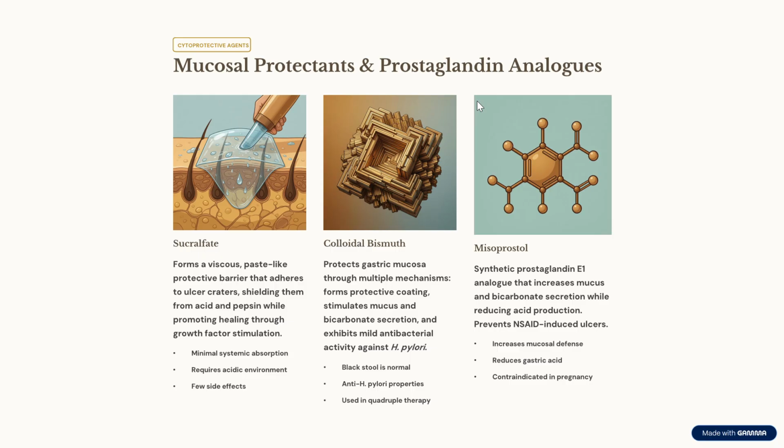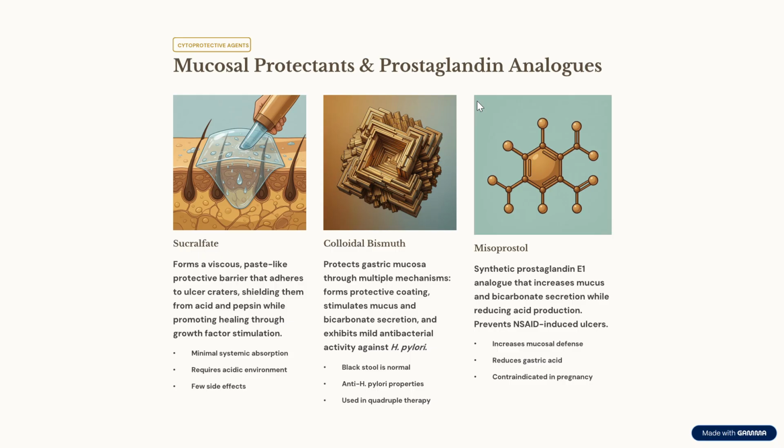Next class of drugs are mucosal protectants and prostaglandin analogs. Sucralfate forms a viscous paste-like protective barrier that adheres to the ulcer craters, shielding them from acid and pepsin, while promoting healing through growth factor stimulation. There is minimal systemic absorption. It requires an acidic environment and shows few side effects.